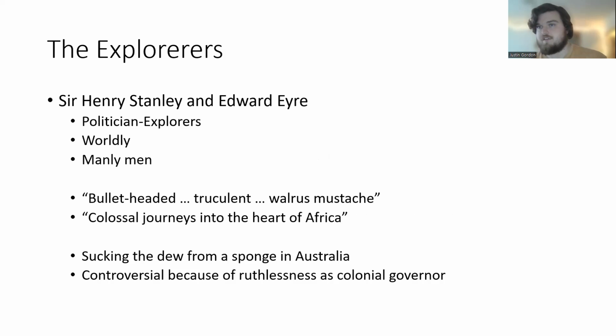I'll first go over the people that they talk about and some of the qualities that I think really stand out and become important in what the author is trying to communicate about British identity and how the British understand themselves both as a people and as an empire. So the first people they talk about here are the explorers, Henry Stanley and Edward Eyre. Henry Stanley is more associated with Africa, and Edward Eyre is more associated with Australia.